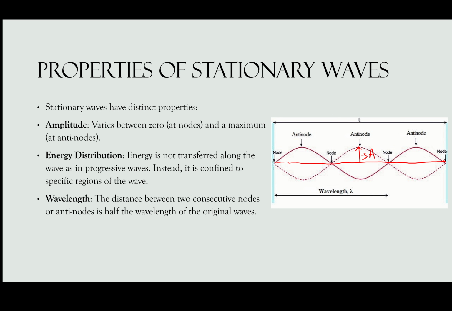And the wavelength with respect to nodes now is the distance between two nodes or two antinodes. So the distance between these two antinodes would be the wavelength lambda. The distance between these two nodes here would be the wavelength lambda for a standing wave. All right?